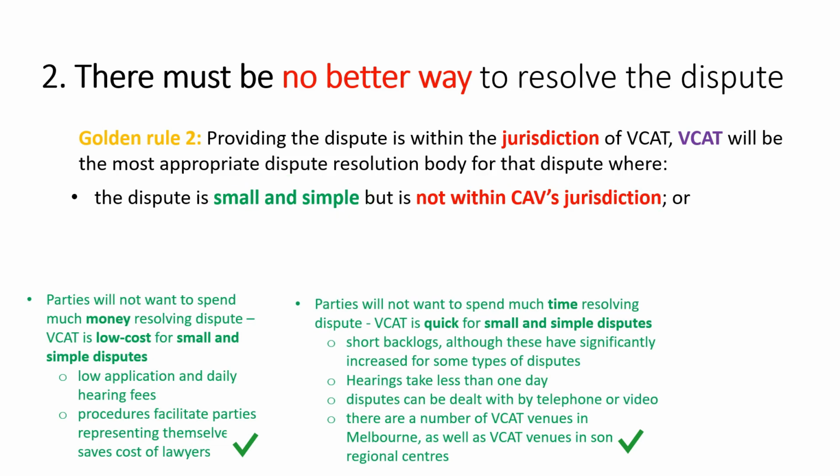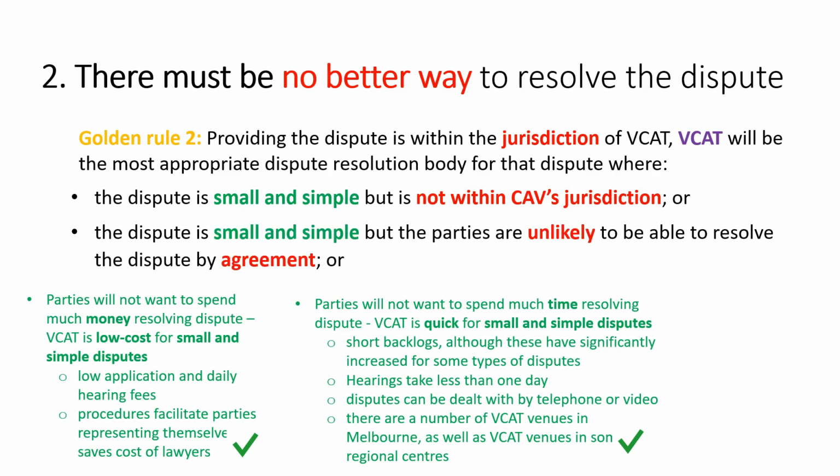This brings us to the second limb of the second golden rule. This is that, assuming that VCAT has jurisdiction to deal with the dispute, then VCAT will be the most appropriate body to deal with the dispute where the dispute is small and simple, but the parties are unlikely to be able to resolve the dispute by agreement.